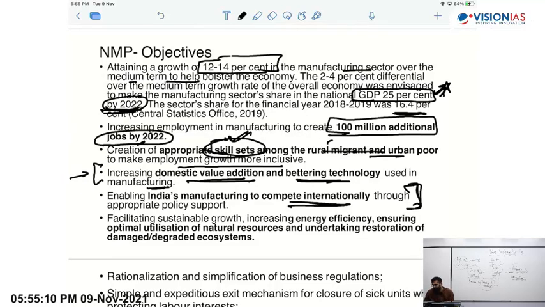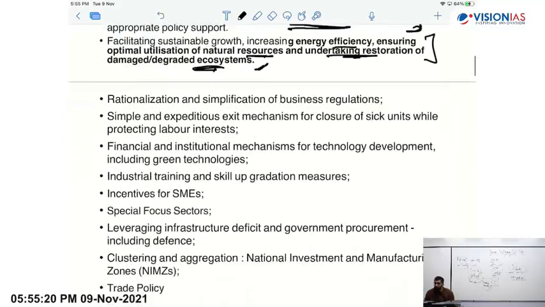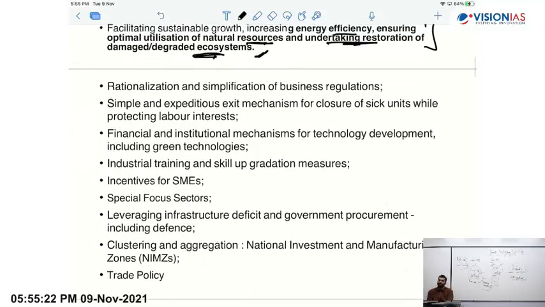The next is sustainable growth: energy efficiency, ensuring utilization of natural resources and undertaking restoration of degraded ecosystems. So this is sustainable growth. This would not have been the case, yes. But see, we were under various compulsions. WTO, IMF and World Bank.